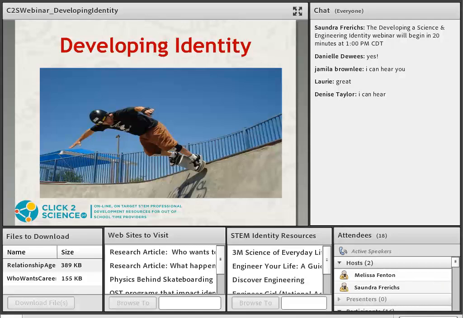identity. As we are working today, there are resources that you can access throughout the webinar. There's a couple of web links for you to visit, and there are also a couple of research articles that you can download if you'd like to.